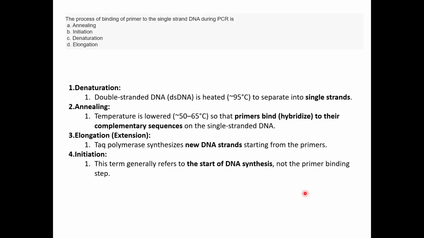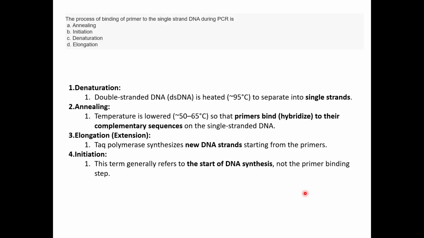Next is about the different steps in PCR. The process of binding of primer to single stranded DNA, like we discussed, is annealing. So, denaturation is where double stranded DNA is heated to 95 degrees to separate into single strands.